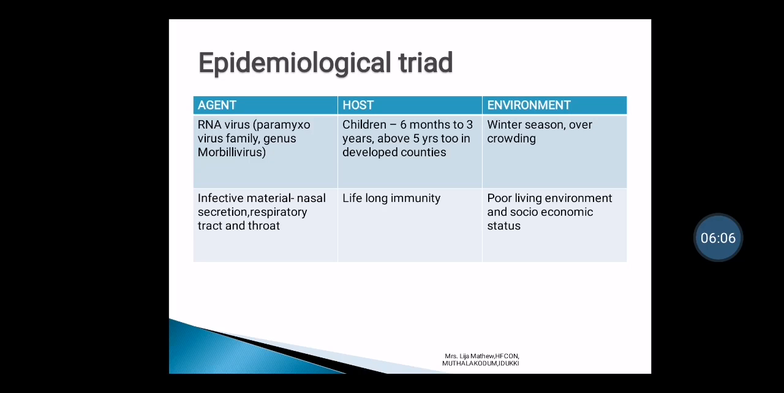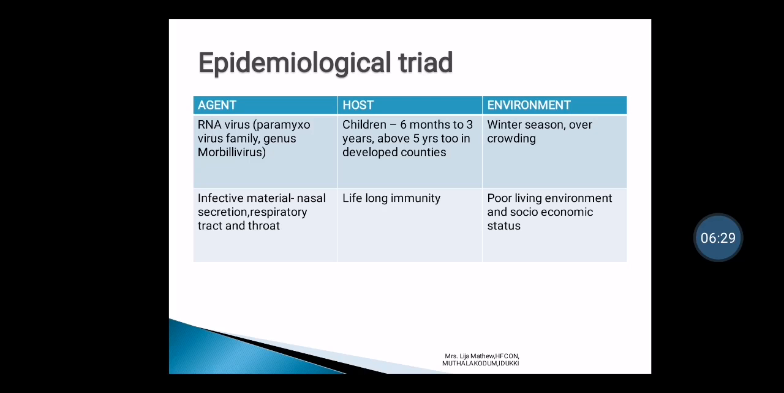So this is about the hostile factors. Then we look into the environmental factors. We can see that winter season is one of the probable times for the spread of this particular measles. It favors the multiplication and the spread of the measles.